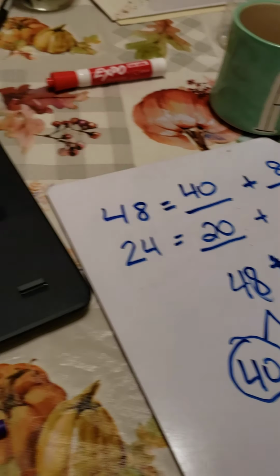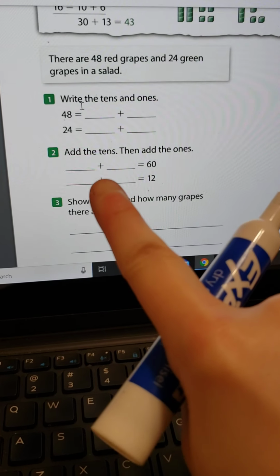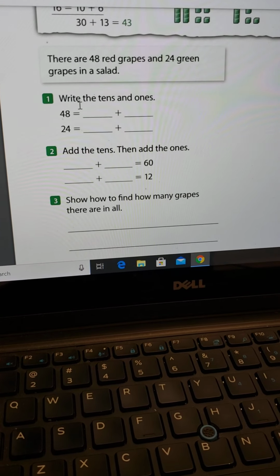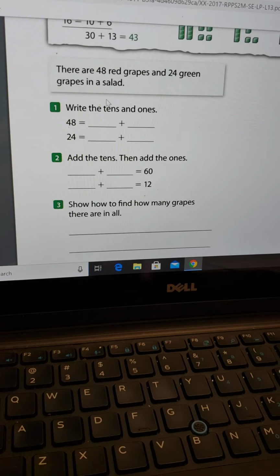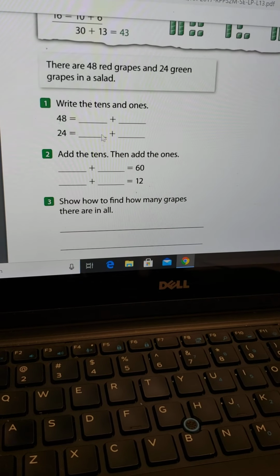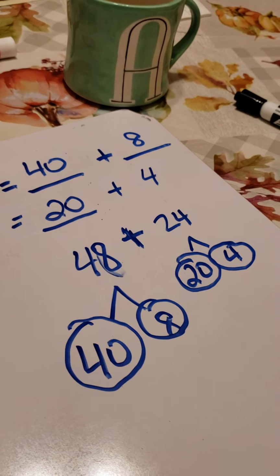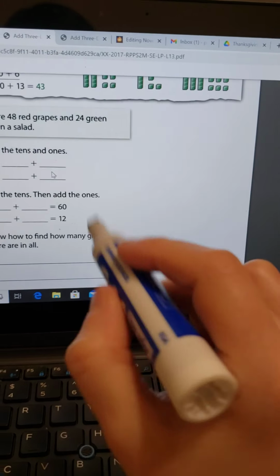Okay, so let's look back at our book and see what they want us to do. All right, they're saying add the tens, then add the ones. Okay, and really quickly, my friends, if this seems really confusing to you, we're doing this together, so I do want you writing it in these blanks, but if you're confused, I want you to bubble it like I did in this empty space right here in your book, okay?